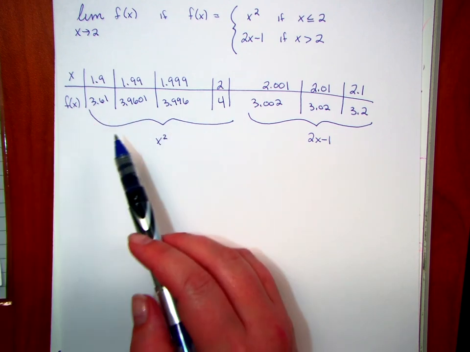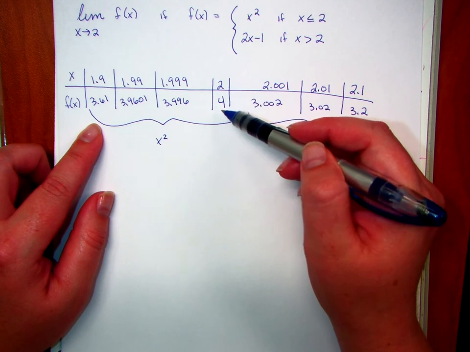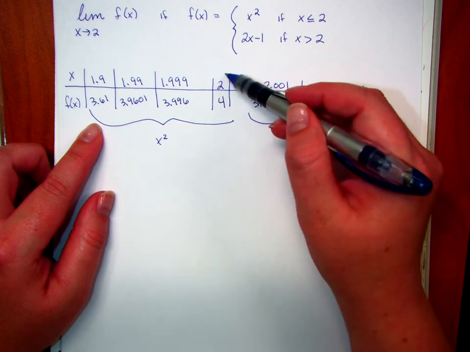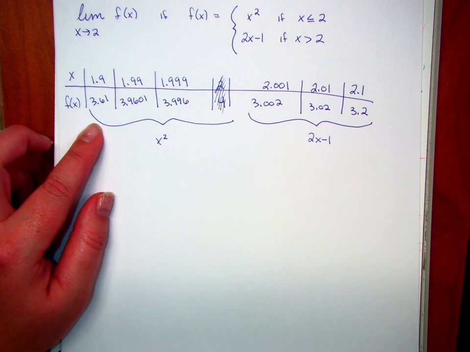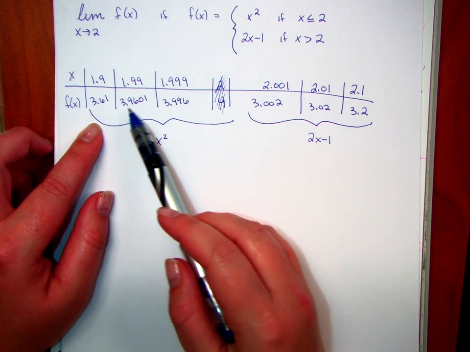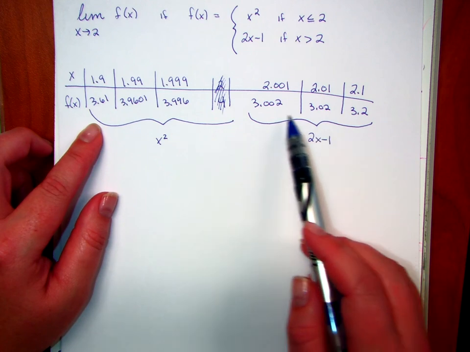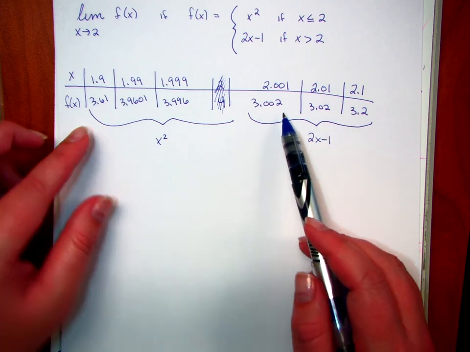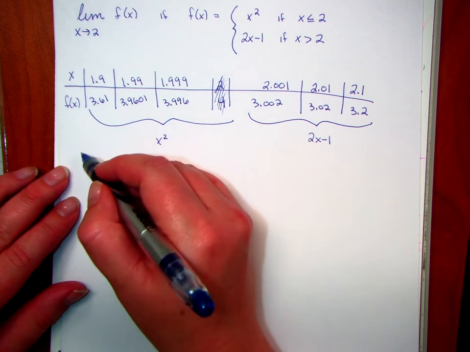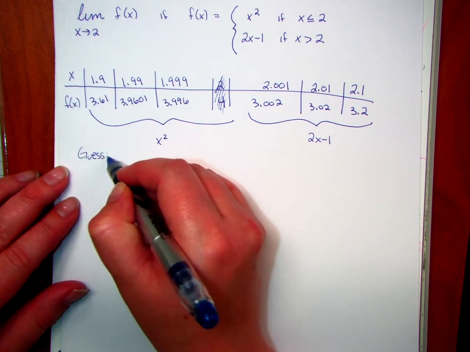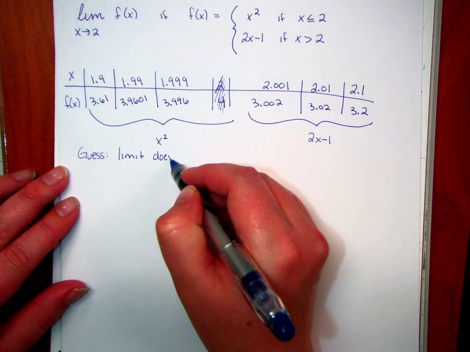So because, again, we don't care what this function is doing here, okay? We plug it in. I usually plug it in, but it actually doesn't matter when we evaluate the limit. So the function values on the left, these values are going up to 4. The function values on the right, these values are going down to 3. So because they're not approaching the same number, we would say that this limit does not exist. All right, so the guess limit does not exist.